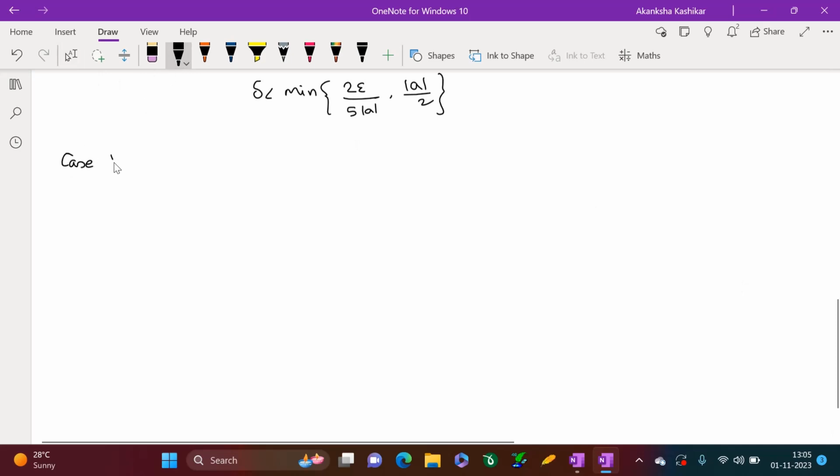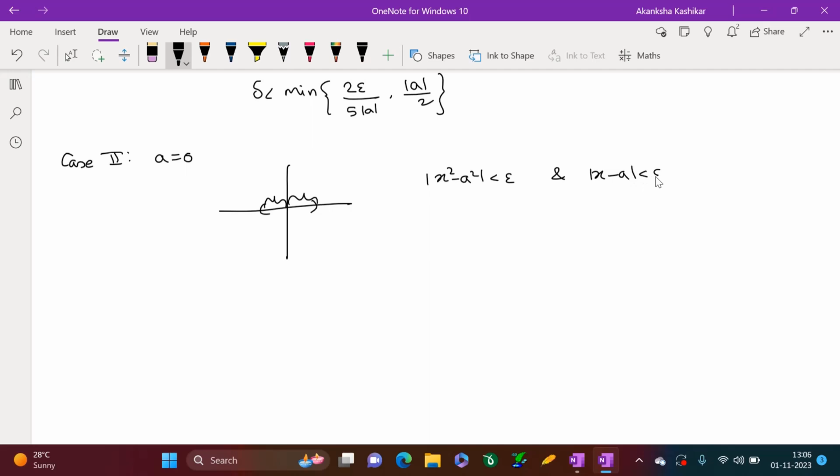Okay, so case 2, a equal to 0. We know when a is equal to 0, we always have to consider two functional forms, because on this side it will be x square and on this side it will be x. So I have to worry about both the things. Can I make my life simpler? So basically I have to make sure that mod x square minus a square is less than epsilon and mod x minus a is less than epsilon. Correct? For left hand side I have to worry about this, and for right hand side I have to worry about this. But my a is 0, so basically mod x square less than epsilon and mod x less than epsilon.